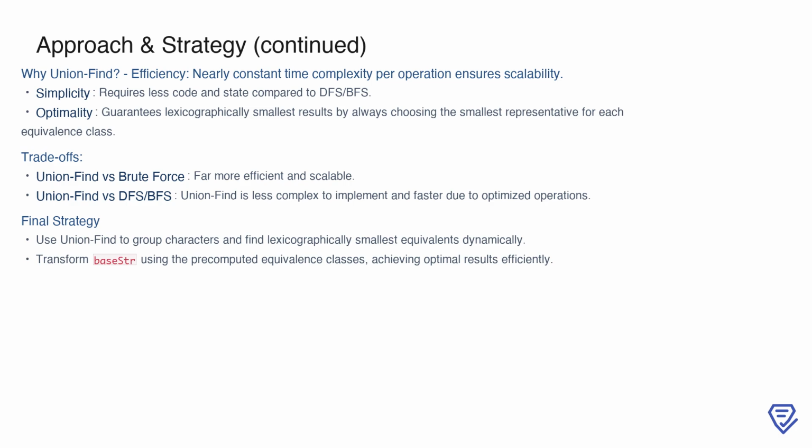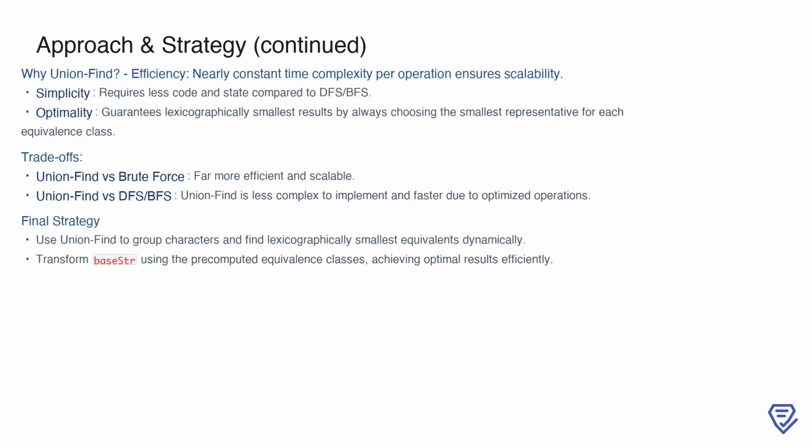First, its nearly constant time complexity per operation ensures excellent scalability, even for large input sizes. Second, it's simpler to implement compared to graph traversal methods like DFS or BFS, which require additional data structures and explicit exploration of nodes. Additionally, union find guarantees optimal results by always choosing the smallest representative for each equivalence class, ensuring that the transformed string is lexicographically smallest.